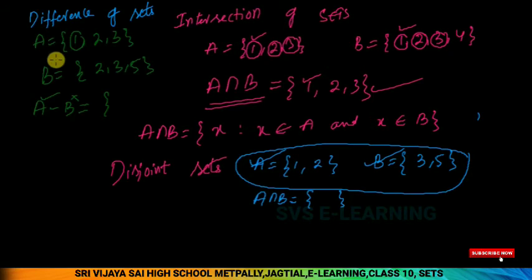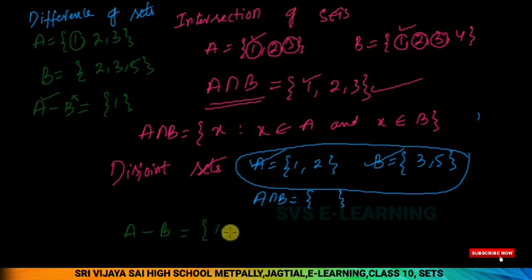What are the elements that you see in A but not in B? Okay, 1 is an element in A which is not in B. 2 is in B, so I'm not going to write it. 3 is also in B, so I'm not going to write it. So what is A minus B here? A minus B is 1. In simple terms, you can calculate A minus B just like this.